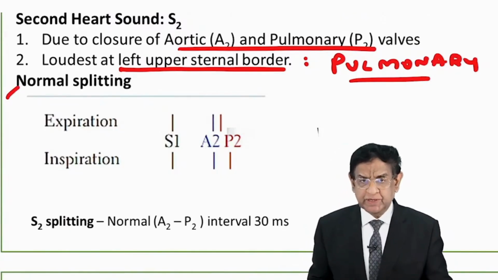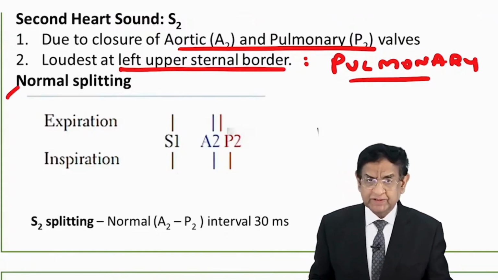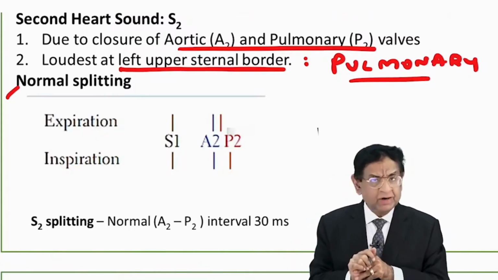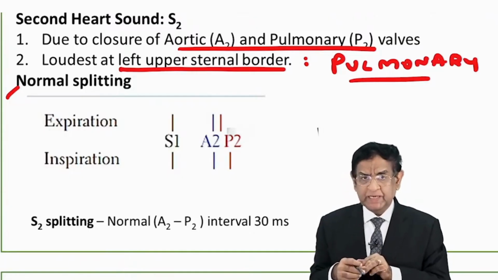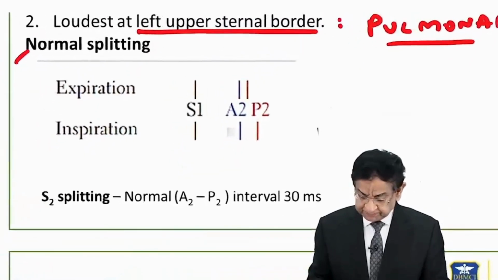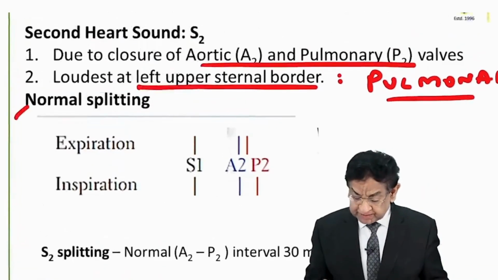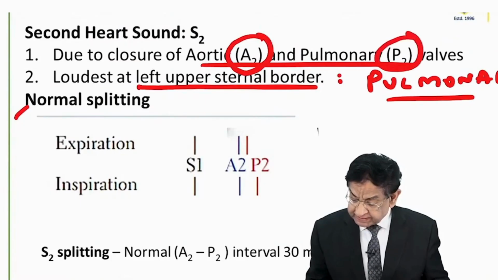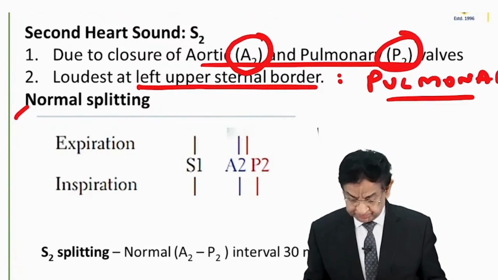S1 is usually together, that's why we never talk about splitting. Although there are two valves, they occur almost in a synchronized way, but not in the case of S2. So that's why we have to spend more time understanding S2 splitting. In S2, we have two components. One is aortic, the so-called A2, and the other is the pulmonary component, which we call P2.